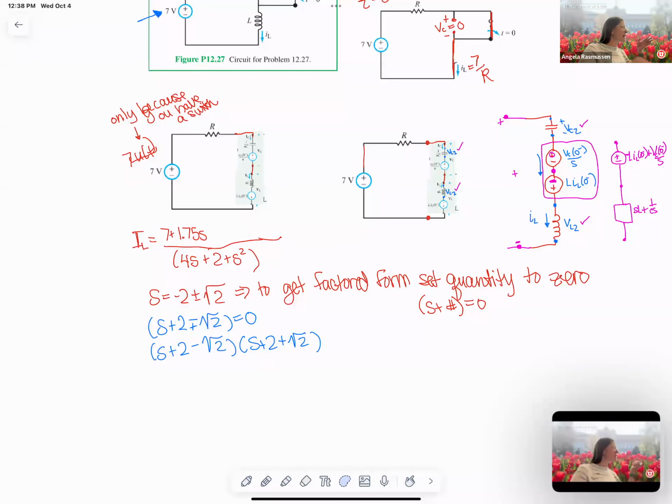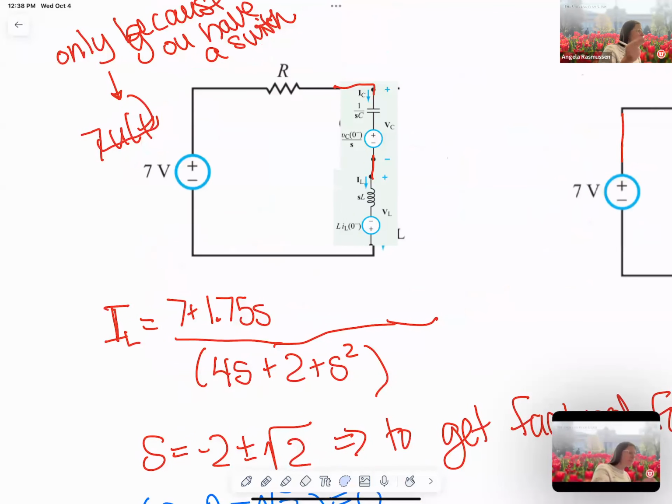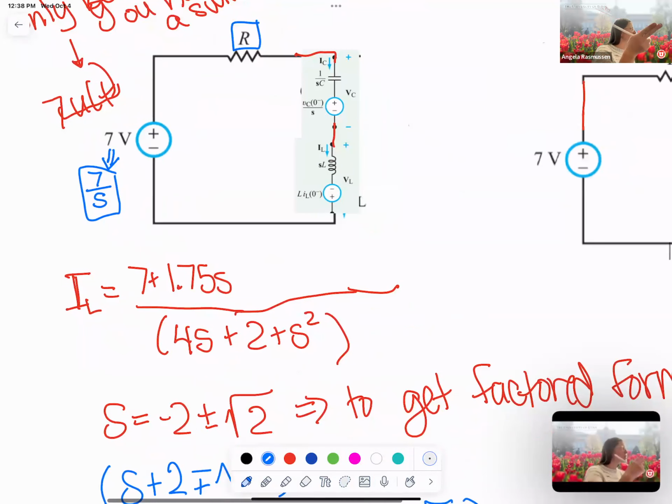All right, so question about how did I get this equation? So I did a voltage loop around. So this is 7 U of T or 7 volts. Either one is going to transform into the S domain. So do not forget to change your source. So the only thing that doesn't change is your R value. So these were already changed to the S domain by being a capacitor and inductor, by using this model.